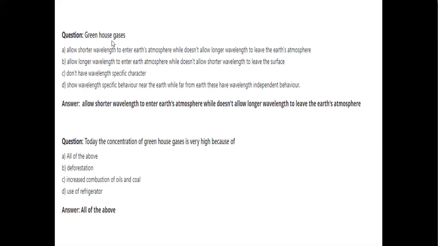What are these greenhouse gases? Greenhouse gases allow shorter wavelength to enter Earth's atmosphere while not allowing longer wavelength to leave the Earth's atmosphere, because longer wavelength is having less amount of energy. So it is absorbed by the greenhouse gas. And next question: your answer is allow shorter wavelength. Option A is your right answer.